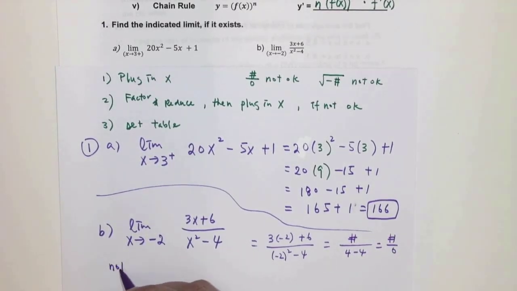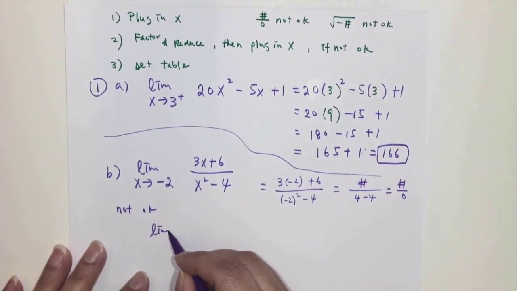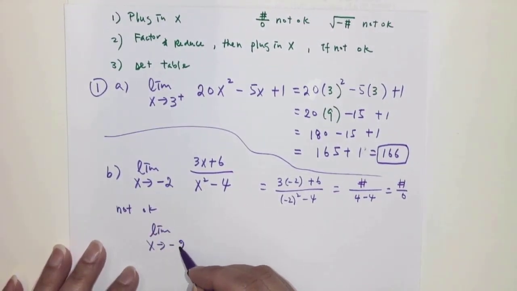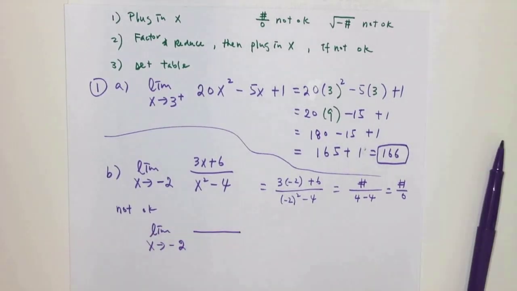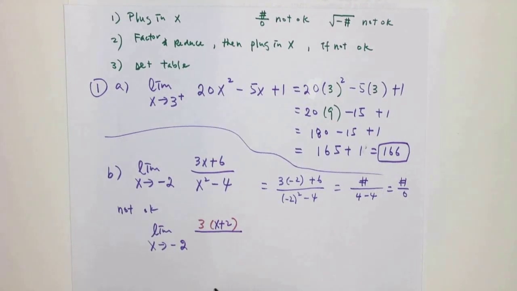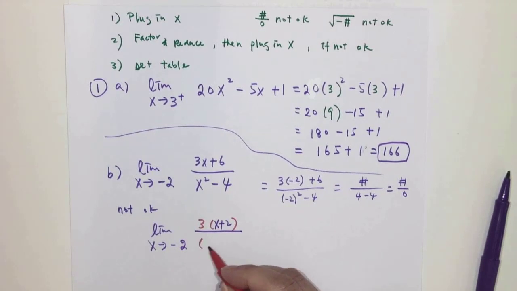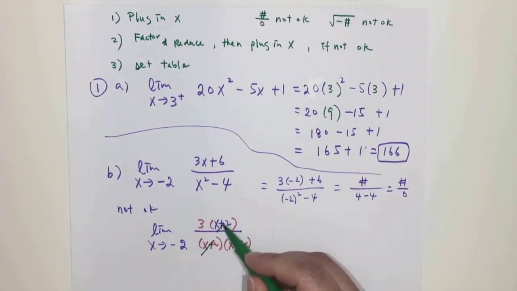If it's not okay, we can move on to the second part, which is factor and reduce, right? So we're going to factor and reduce this. Before you plug in the number, you should always carry the limit step. If I factor, the top part looks like there's a GCF of what? 3. If we pull that out, we're going to have 3 times x plus 2 over the bottom part, which is x squared minus 2 squared, right? So it's going to be a difference of squares, x plus 2 and x minus 2, right? So it looks like I can cancel the x plus 2 parts.